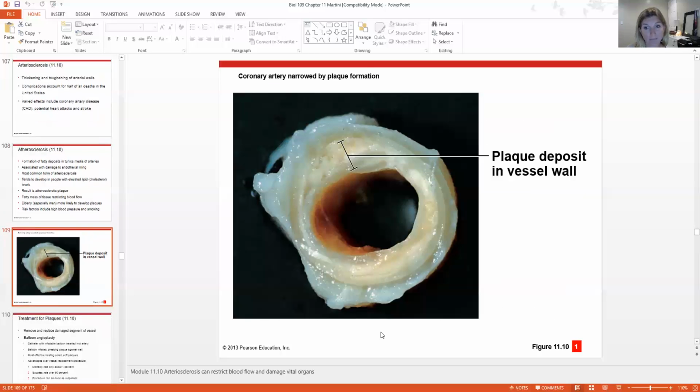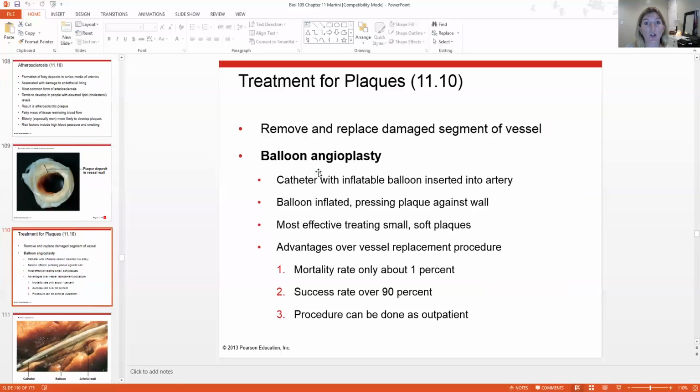Think about that. There's a plaque deposit in the wall of an artery. This is a coronary artery. Coronary arteries are the arteries that feed the heart muscle itself. That's a heart attack right there. How do we treat plaques? Well, we can remove and replace the damaged vessel. You can also do something called a balloon angioplasty, where this catheter goes in with this inflatable balloon and kind of presses the plaque against the wall.